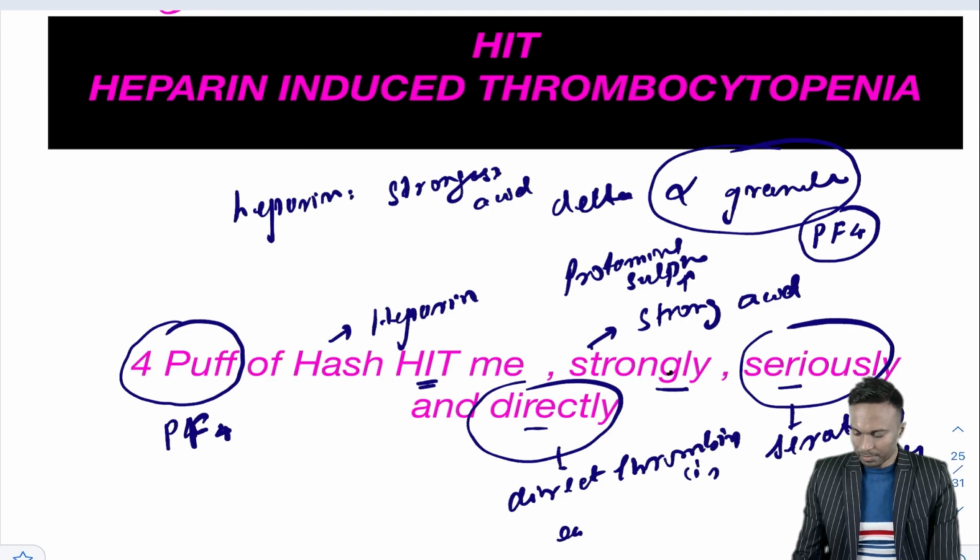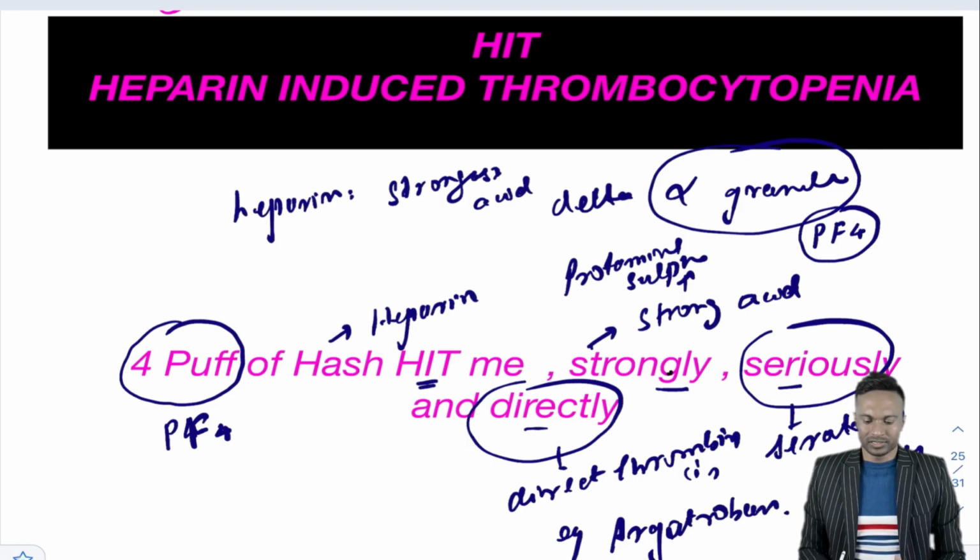Inhibitors. Example are argatroban. So this mnemonic is complete in itself, right? You have 4 puff of hairs. Hit me strongly, seriously, directly. 4 puff means platelet factor 4. So antibodies will be formed against platelet factor 4. Hit me means heparin induced thrombocytopenia.